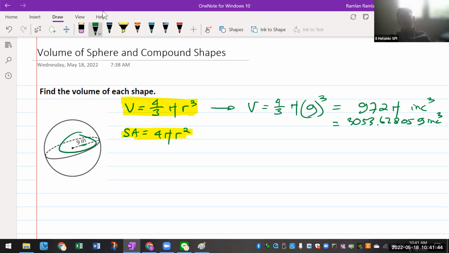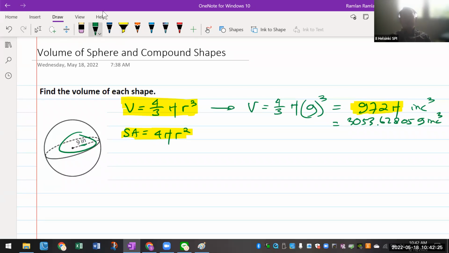But if you decide that you would like to only use 2 decimal places, then you should write down 3053.63, because the next number after the second decimal is 5 or larger than 5, right? So it means that you need to add 1 to the previous number. So I suggest, for now, if you can answer it like this, just leave the pi alone. You don't have to change the pi into a decimal number.